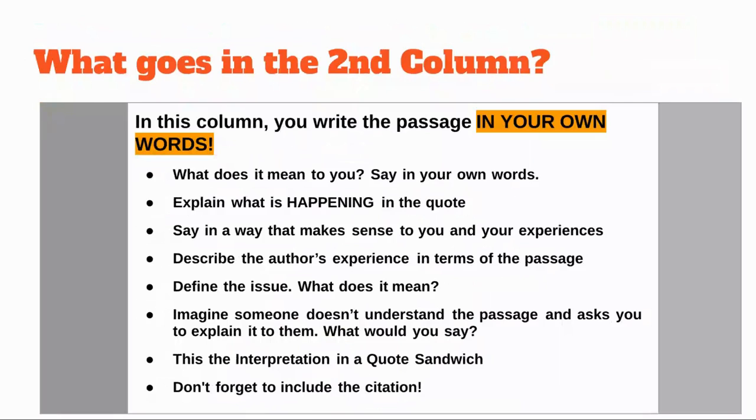Describe the author's experience in terms of the passage. Define the issue. What does it mean? Imagine someone doesn't understand the passage and asks you to explain it to them. What would you say? This is the interpretation in your quote sandwich. Don't forget to include the citation, and that citation actually would probably go into the first column. But if it ends up in the second, you can fix that in your body paragraph. But you should keep track of your citation here so it's something you don't have to worry about later.